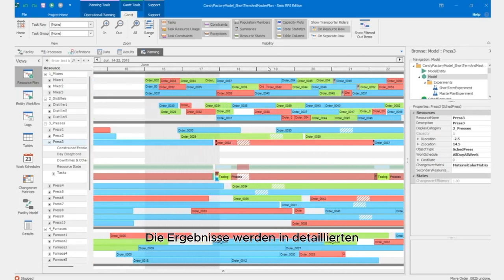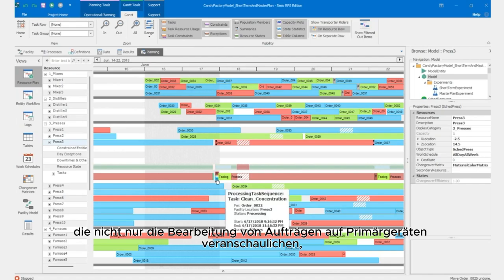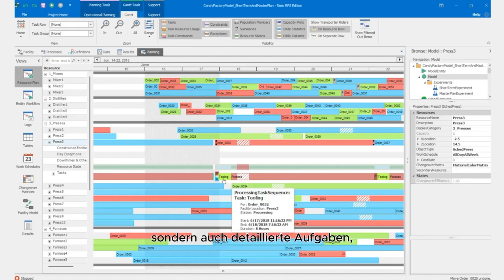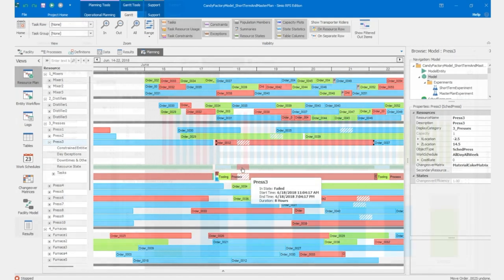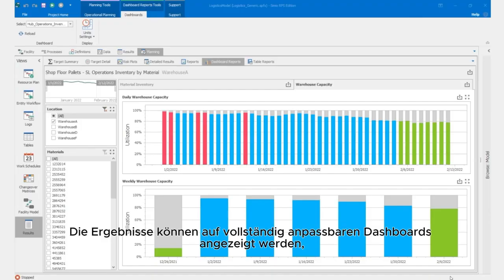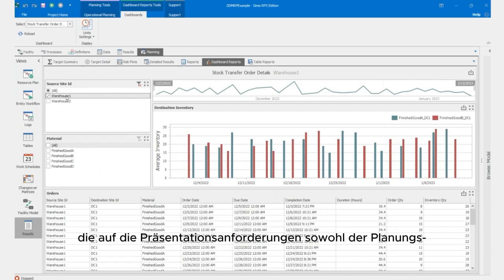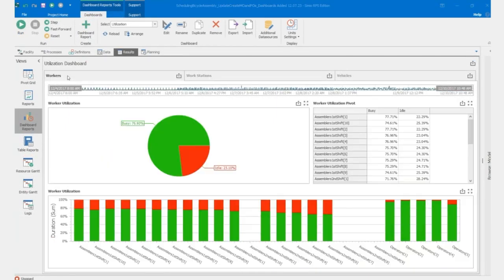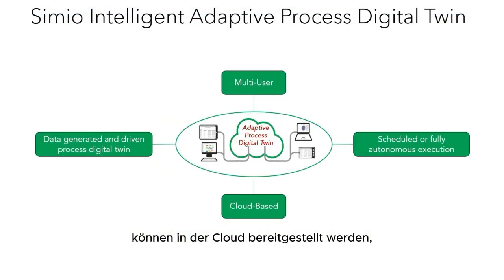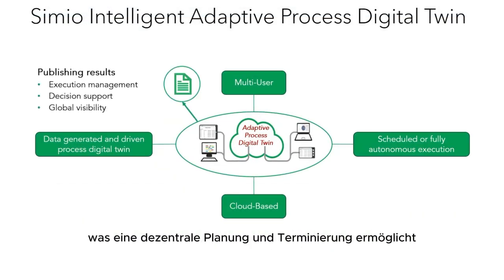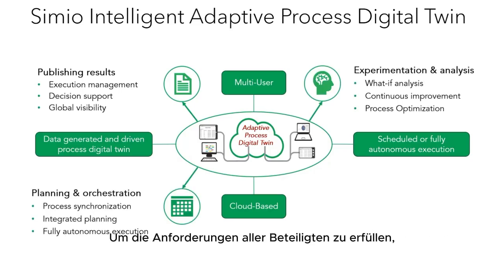The results are presented in highly detailed Gantt charts, illustrating not only the processing of orders on primary equipment, but also showcasing detailed tasks, secondary resource schedules, constraints, and material requirements. Results can be displayed on fully customizable dashboards designed to meet the presentation requirements of both planning and operational teams. Simio process digital twins can be deployed on the cloud, facilitating decentralized planning and scheduling while ensuring the global distribution of planning results to meet the needs of all stakeholders.